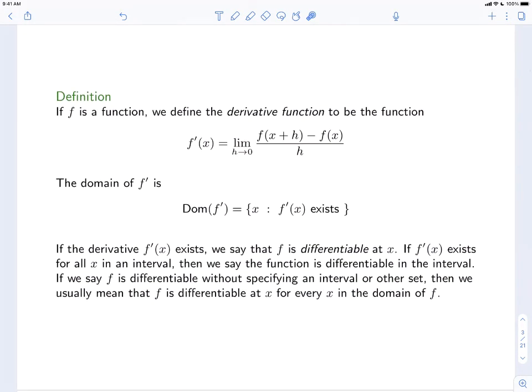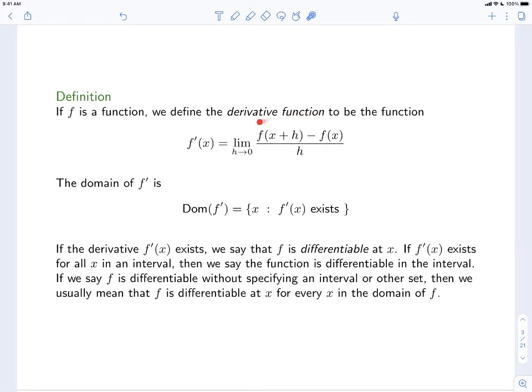Since the value of the derivative depends on the input that you give it, we can define a function, which is called the derivative function, and we define it using the difference quotient. If f is a function, we define the derivative function f prime at x to be the limit as h goes to 0 of f evaluated at x plus h minus f at x, divided by h. Of course, this is just a difference quotient.